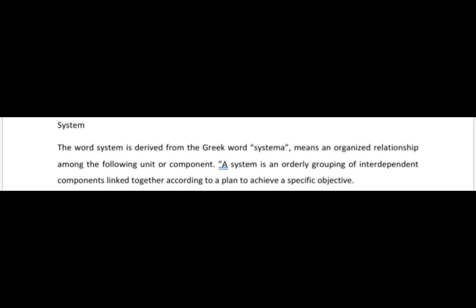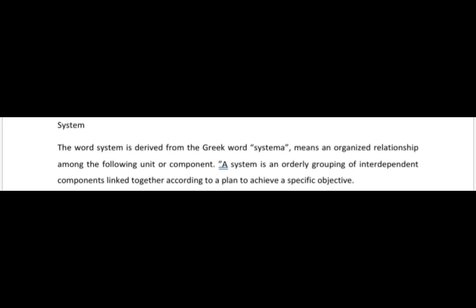Greetings to everyone. My name is Kenneth Victoria from the group of Orphans, Group 12. Before I start the presentation on question number 2, I will give a small brief about systems. So what is a system? The word system is derived from the Greek word systema, meaning an organized relationship among the following units or components. A system is an orderly grouping of interdependent components linked together according to a plan to achieve a specific objective.